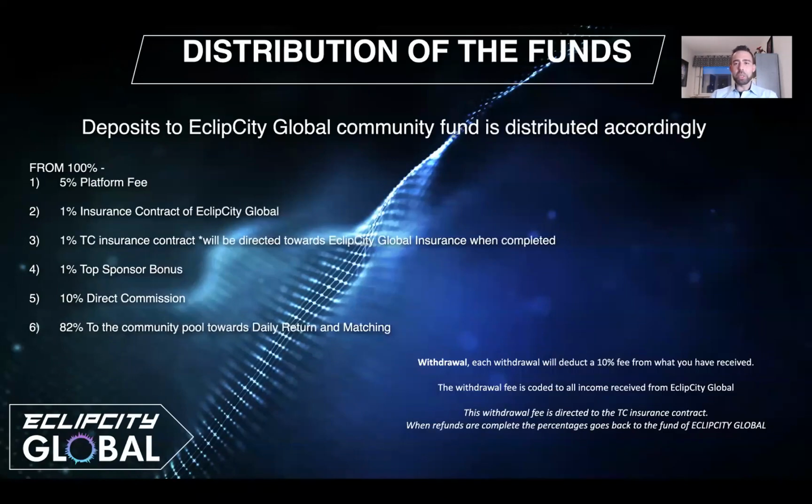All right, guys, the distribution of the funds going into the contract. All deposits to EclipCity Global Community Fund are distributed accordingly. From 100%, there is a 5% platform fee to EclipCity that goes towards the development of the EclipCity ecosystem. Now, 1% goes towards the insurance contract of EclipCity Global. That is a safety net and it's a peace of mind contract that we will discuss a little bit later. 1% goes towards the Tron chain insurance contract. This is to fuel and give a refund to those who were in Tron chain, the previous version of EclipCity Global, so that we do not leave anyone behind.